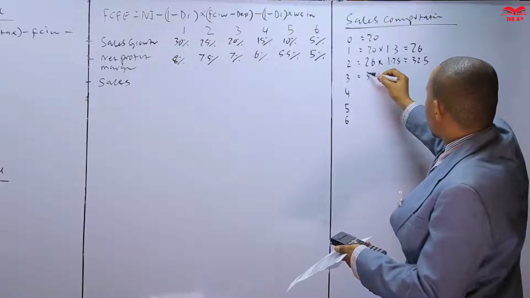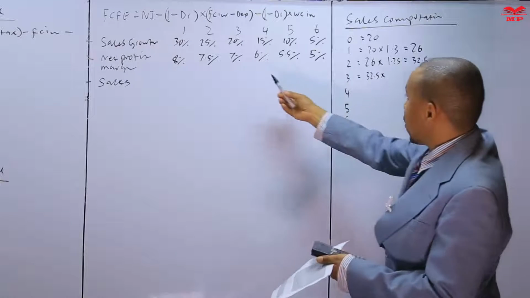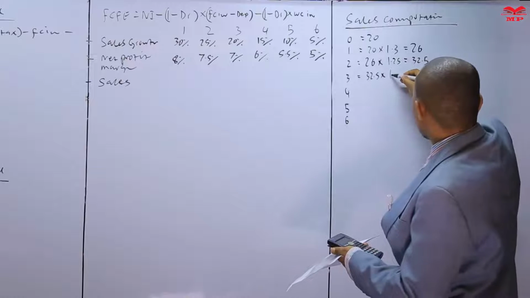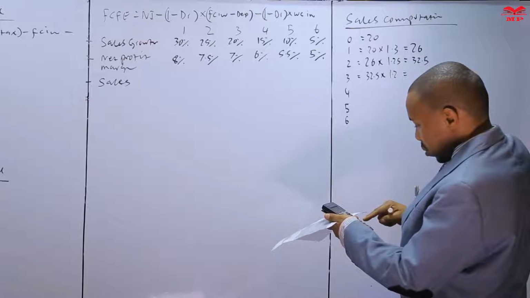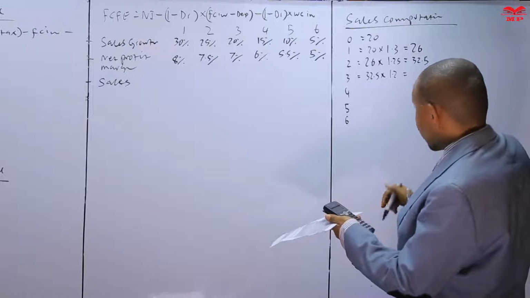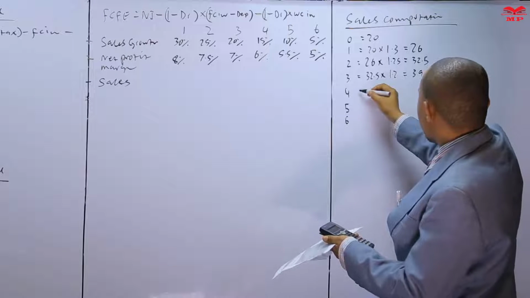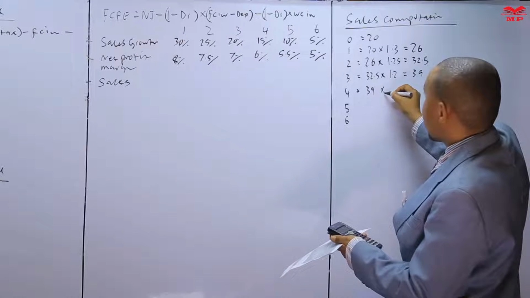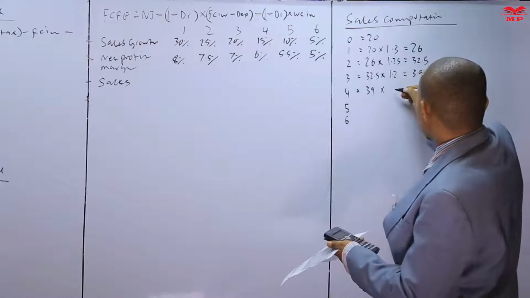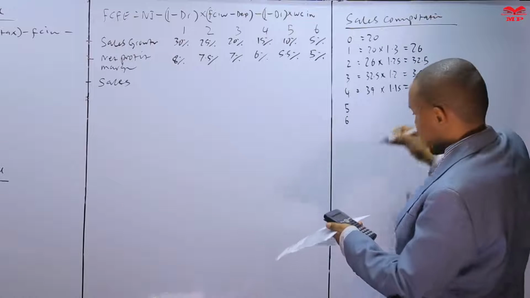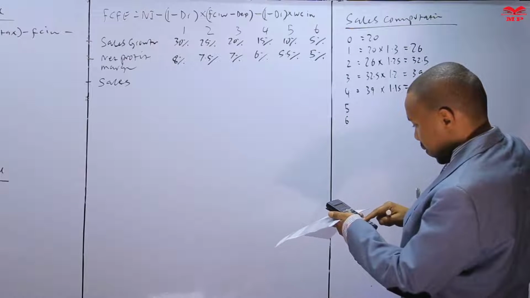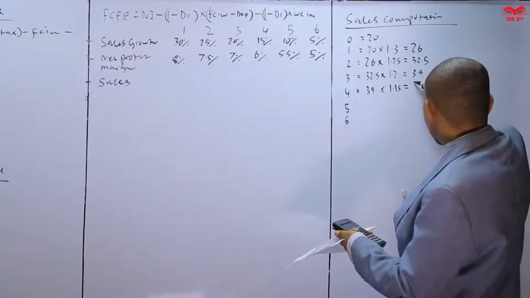Then we have 32.5 multiplied by now 1.2, which is 39. Then you're saying 39 multiplied by now how much? Is it 15%? So 1.15. We have 44.85.